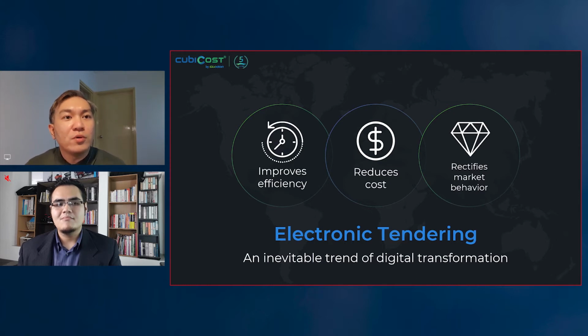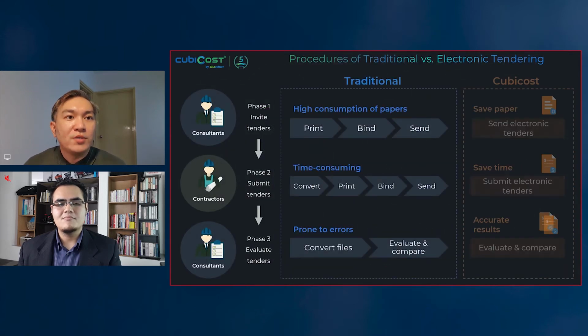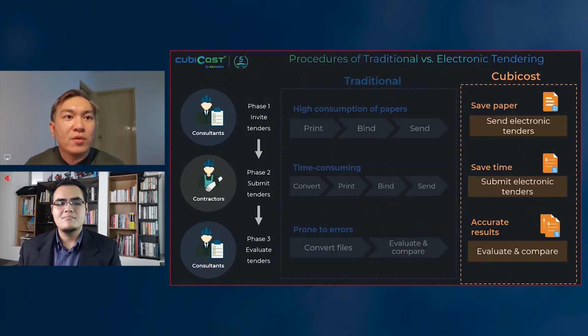So let me show you a comparison between traditional tendering and also electronic tendering. As you can see here, using electronic tendering solution, the tendering process can be greatly streamlined to give a better result compared to the conventional methods. So you can see it actually saves a lot of paper, also saves time, and yet it will give the consultants accurate results.